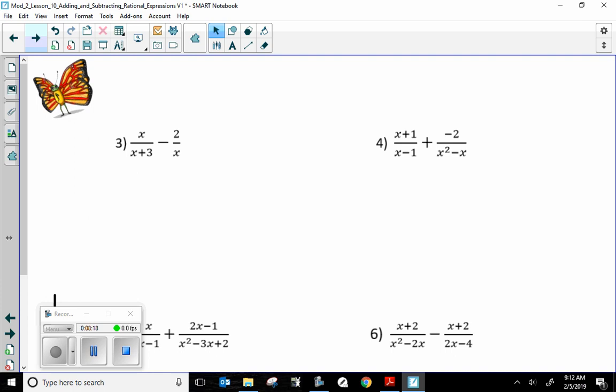Now, this butterfly here is for a reason. Whenever you have one fraction, plus or minus another one, but when it's simple like this, you have x over x plus 3 minus 2 over x, okay? You can do something which we like to call the butterfly effect. I like to call this the butterfly effect.